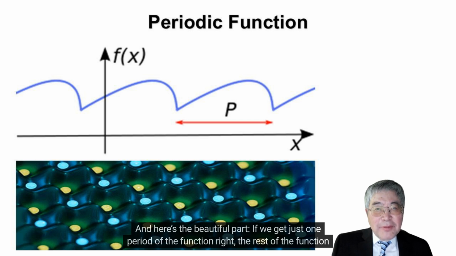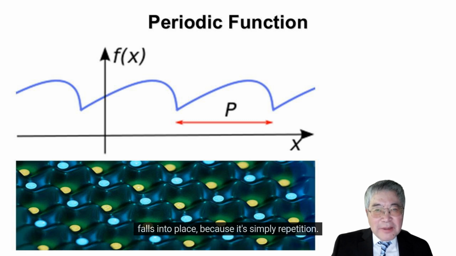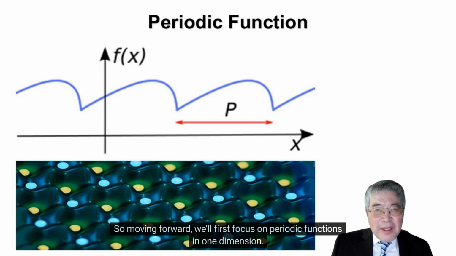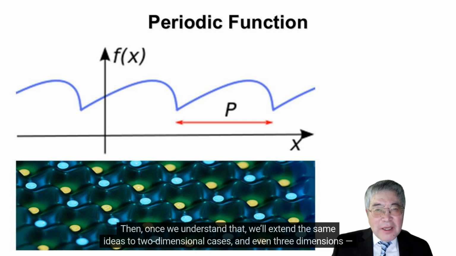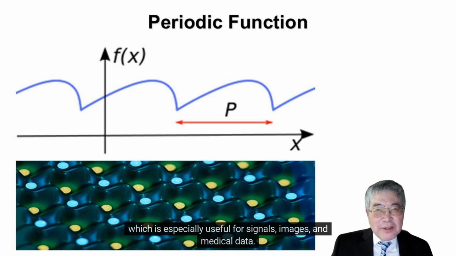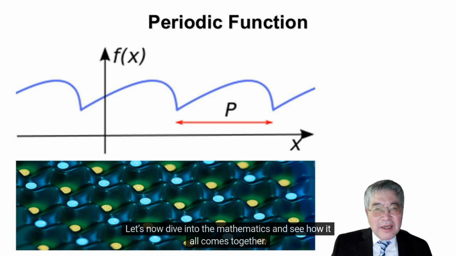And here's the beautiful part. If we get just one period of the function right, the rest of the function falls into place, because it's simply repetition. So moving forward, we'll first focus on periodic functions in 1 dimension. We'll go through the math, develop the intuition, and build the full Fourier series representation. Then once we understand that, we'll extend the same ideas to 2-dimensional cases and even 3 dimensions, which is especially useful for signals, images, and medical data. Let's now dive into the mathematics and see how it all comes together.